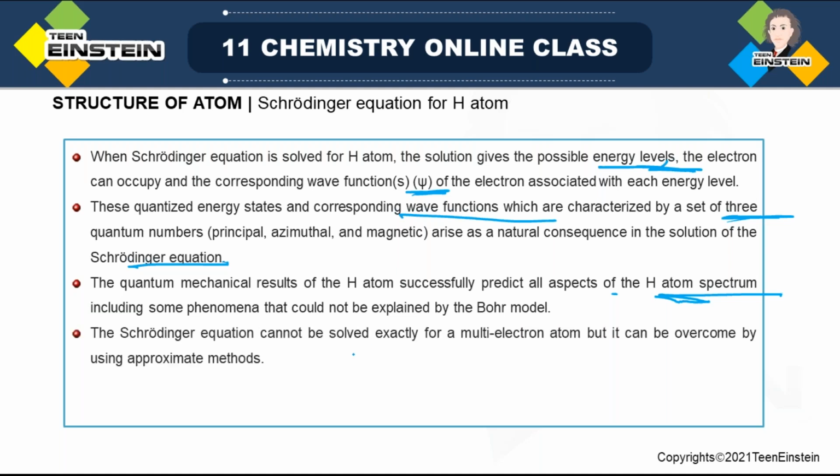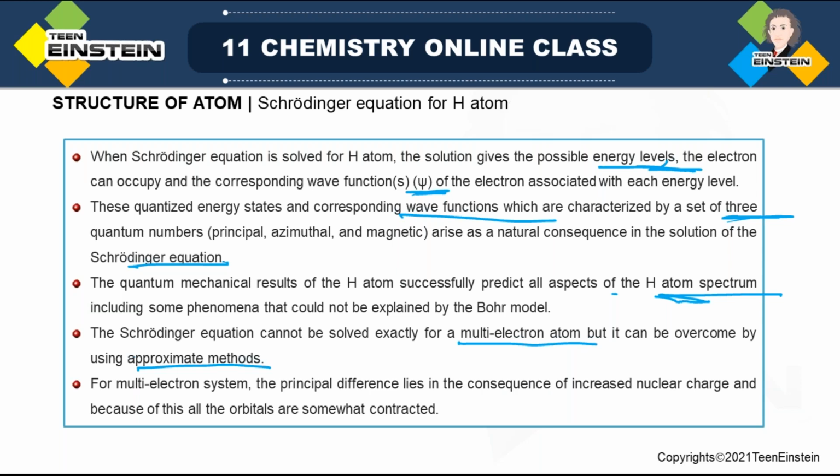The Schrodinger equation cannot be solved exactly for a multi-electron atom, unlike a hydrogen-like system, which is a one-electron system. For a multi-electron atom there is some difficulty, but you can overcome this by using approximate methods. For a multi-electron system, what is the principal difference with a single-electron system like hydrogen? Why are we getting some difficulty? The principal difference is increased nuclear charge.